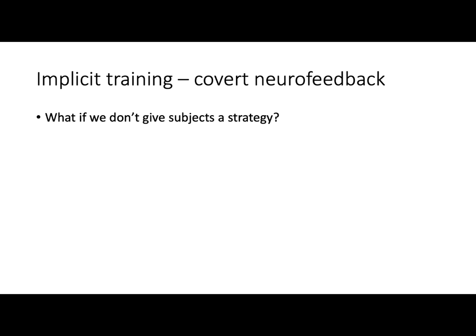Okay, so what happens if we don't give subjects a strategy? We just tell them, here's a signal, try and control it. So then it's extremely flexible, right? Because then at least theoretically you could do whatever you want. You could give feedback from whatever network you wanted to, and people would either learn to control it or they wouldn't. Right? And there's no way you could do this without fMRI.